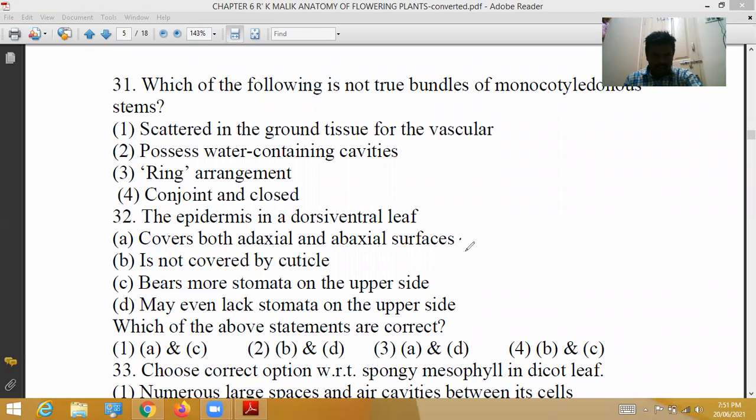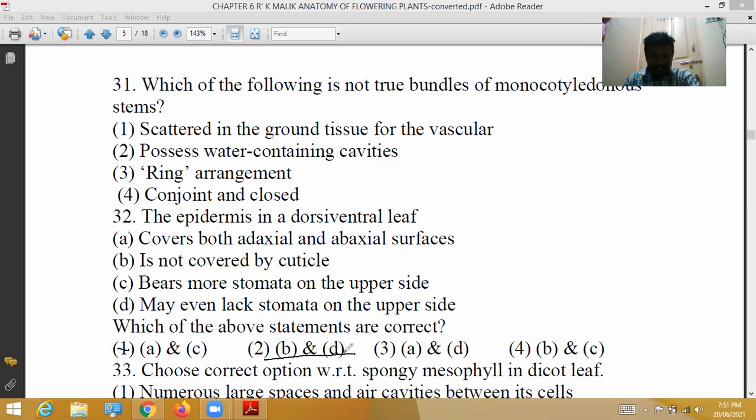Here the statements are given. A: covers both adaxial and abaxial surfaces. B: it is not covered by cuticle. C: bears more stomata on the upper side. D: may even lack stomata on the upper side. Which of the above statements are correct? Option A covers both adaxial and abaxial surfaces, so it is the wrong option.